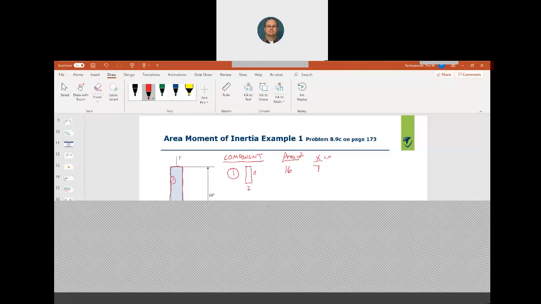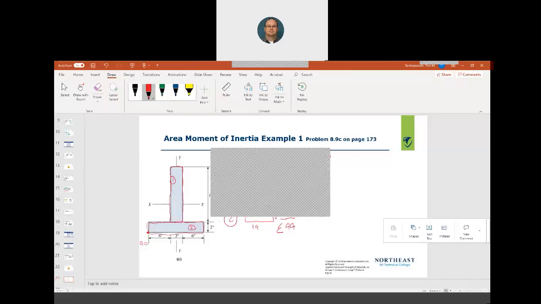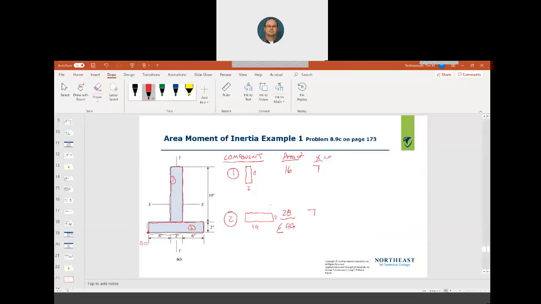Okay, and then I do area times x, and that'll be inches to the third. So I take 16 times 7, that's 112. We take 28 times 7, that's 196. Okay, I want to sum that up. Plus 112, that's 308.